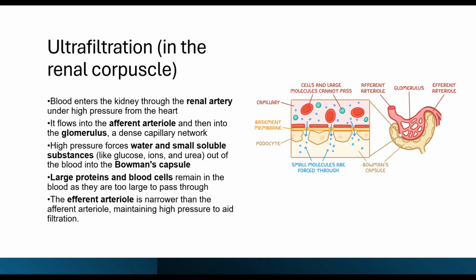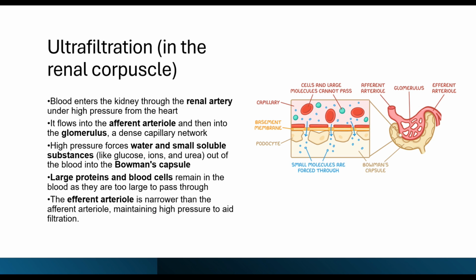So ultrafiltration, this is in the renal corpuscle. Blood enters the kidney through the renal artery, under high pressure from the heart. It flows into the afferent arteriole, that's what I talked about at the start, and then into the glomerulus, a dense capillary network. High pressure forces water and small soluble substances, like glucose, ions, and urea, out of the blood into the Bowman's capsule. That's the capsule around it that just collects all the water moving out of the blood. Large proteins and blood cells remain in the blood as they're too large to pass through.